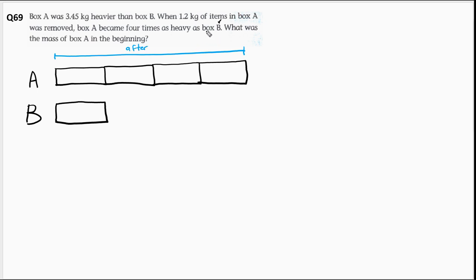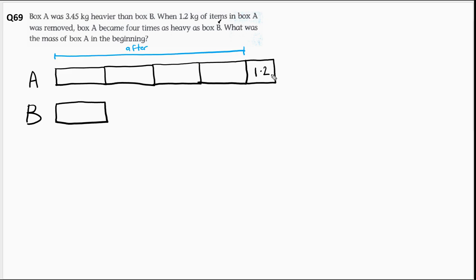Right. So it says that 1.2 kilograms of items in box A was removed. So I'm going to add another bit, and I don't know how big this bit should be compared to this bit, but it doesn't matter. I'll make it a different size to those. I've made this smaller. It might actually be bigger. What I do know, though, is that it has a value in this model of 1.2 kilograms. So this represents the items that were removed from box A.